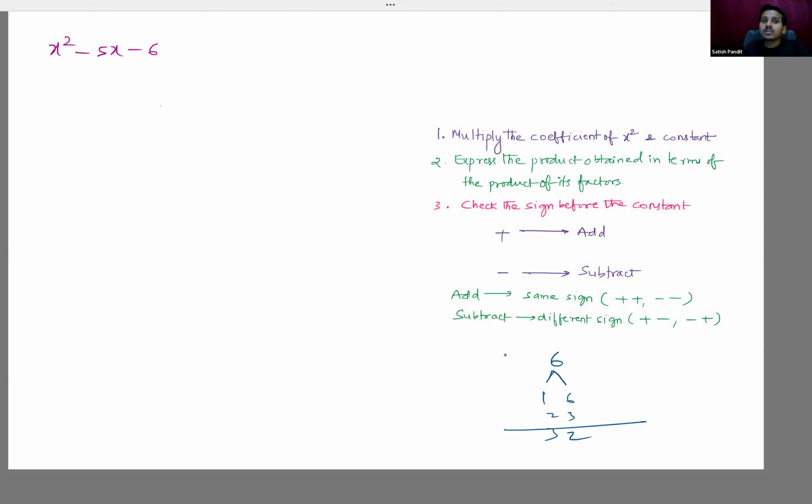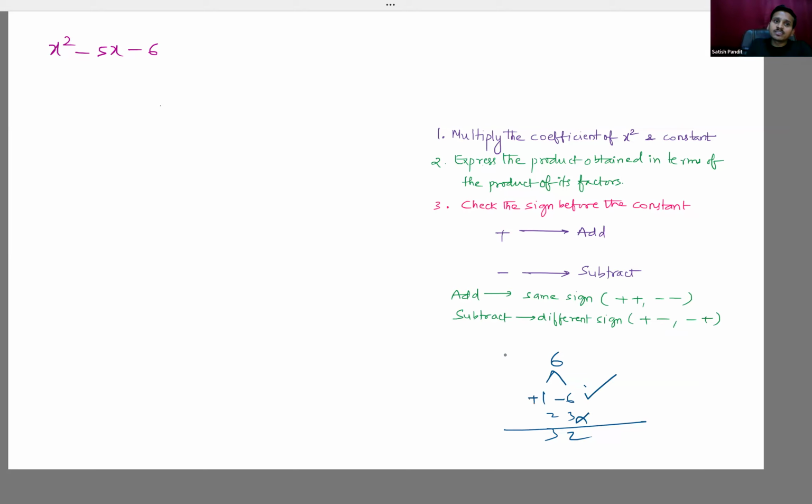We stop. Before the constant, it is negative. That means we have to subtract to get minus 5x. Subtract. Subtract is what? Opposite sign or different sign? See, if you subtract 2 and 3, will you ever get 5? Or even -5? No, right? This is not possible. So this is the only possible pair which you have to choose. And we have to put -6 because we need -5, right? That is, the larger number should be negative.